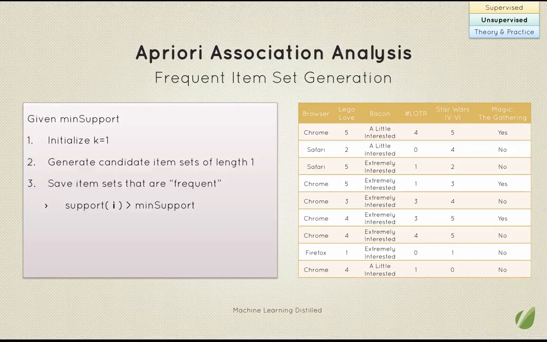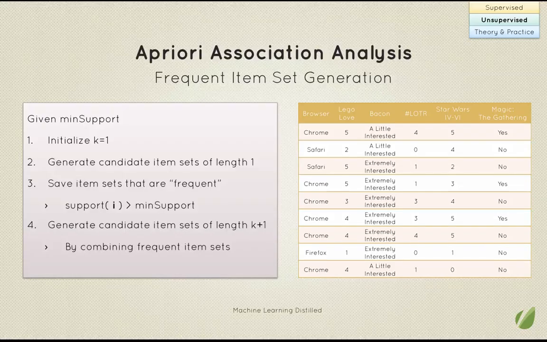our minimum support. Fourthly, we'll generate candidate item sets of length k plus 1, so that'll be 2, 3, 4, and so on and so forth, but we'll do so by only combining the item sets that have made the cut, the ones that we've already identified as frequent because they have a sufficient support level. We'll then repeat this process until no new frequent item sets are found, either through having minimum support or we've used up all the options. So the result of this a priori association analysis will be a set of item sets that occur frequently.